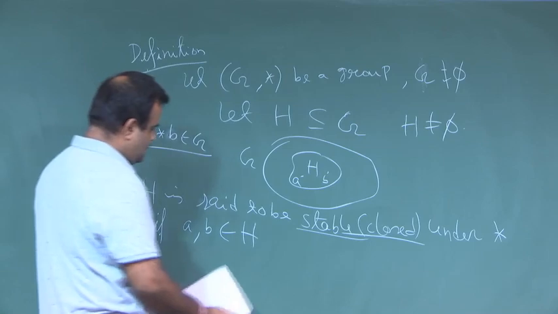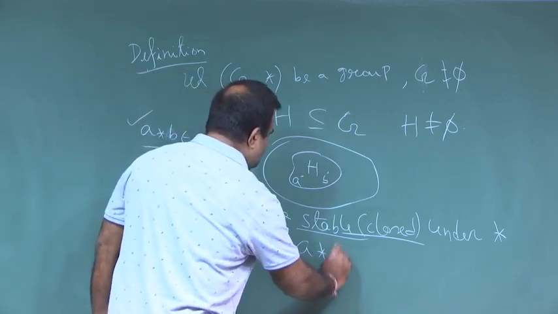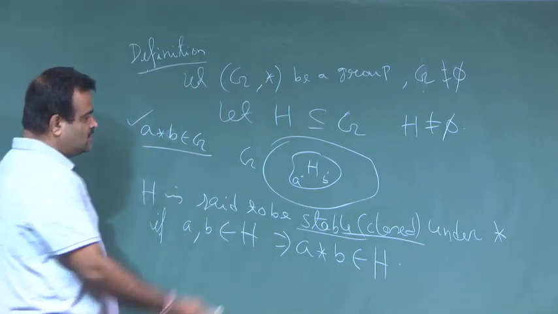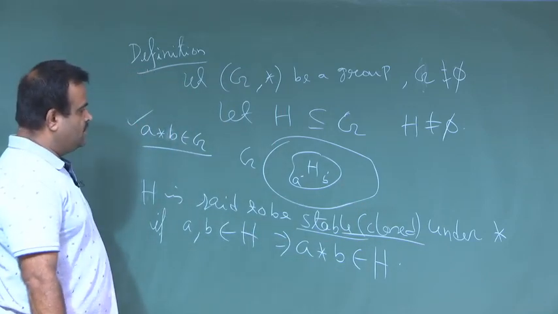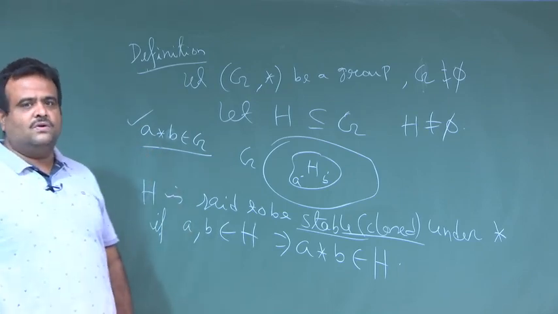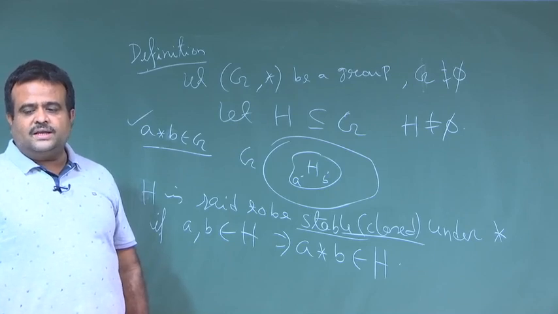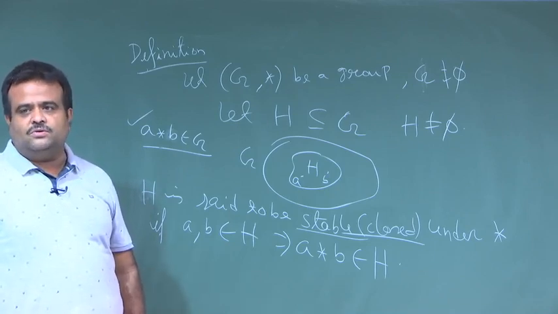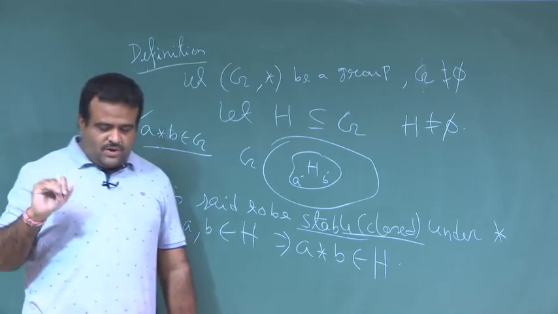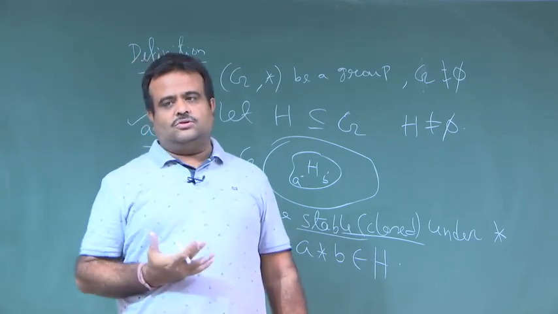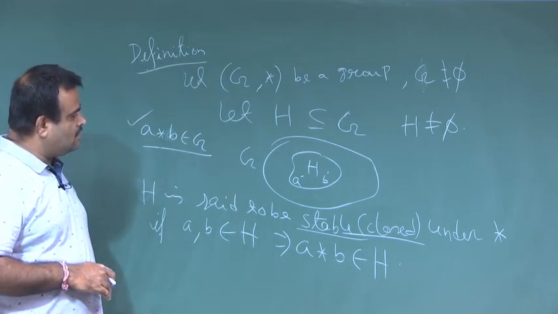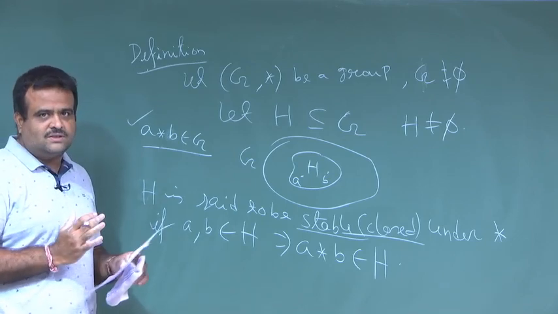If A, B in H implies A star B is also in H. So, that means H is closed under this star. Okay. We know this will happen in G because G is a group. So, if we take any two elements A, B, then A star B belongs to G because of the closure property, but we want this property to hold in H also. Okay. So, then we can say this H is stable or closed under star.